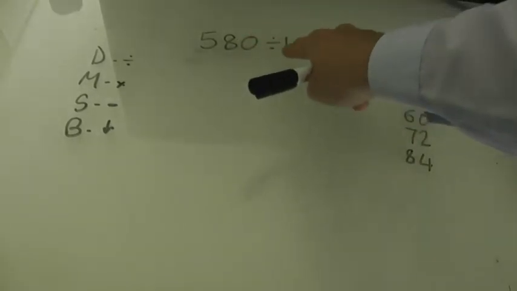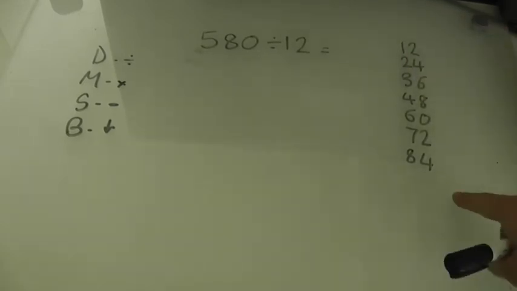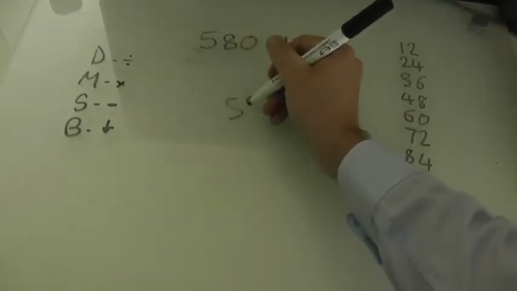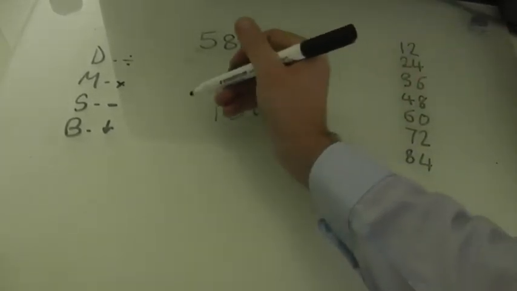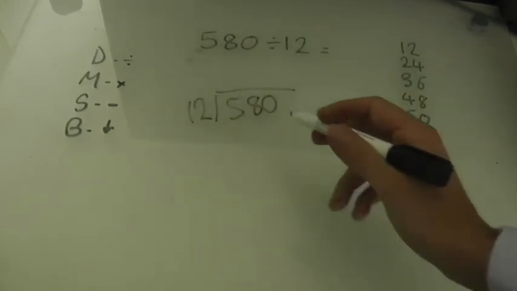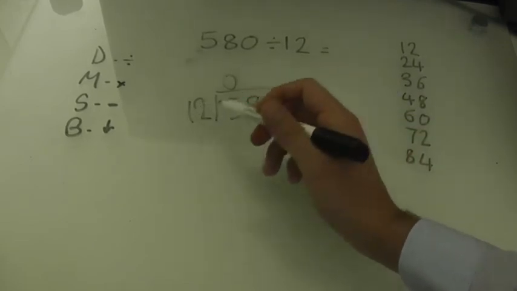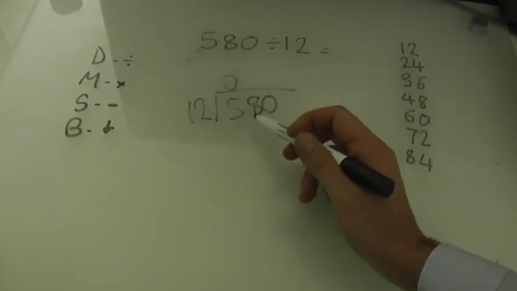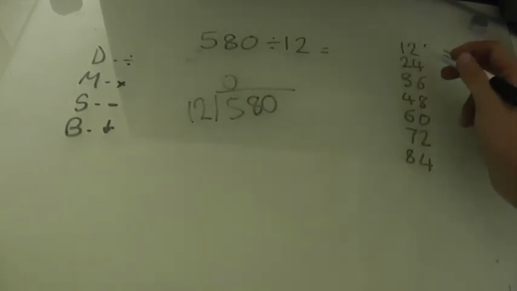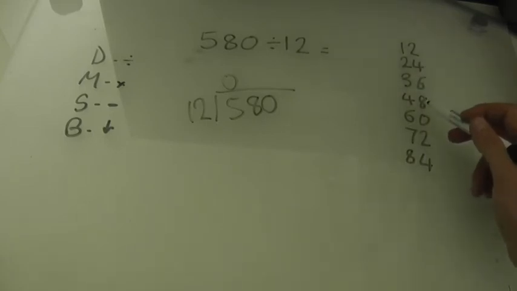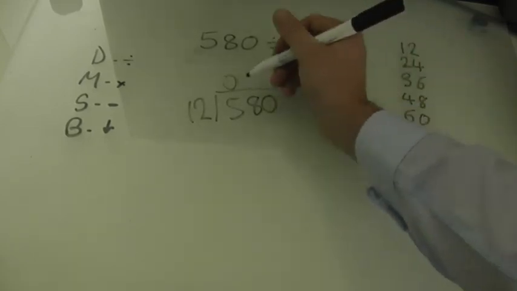We've got 580 divided by 12. So I've written my 12 times table down the side. 580 divided by 12. Okay, how many 12s go into 5? We can't do it, so we put a 0 there. Now how many 12s go into 58? So we have a look. 1, 2, 3, 4. We can't go any higher, so we've got 4.